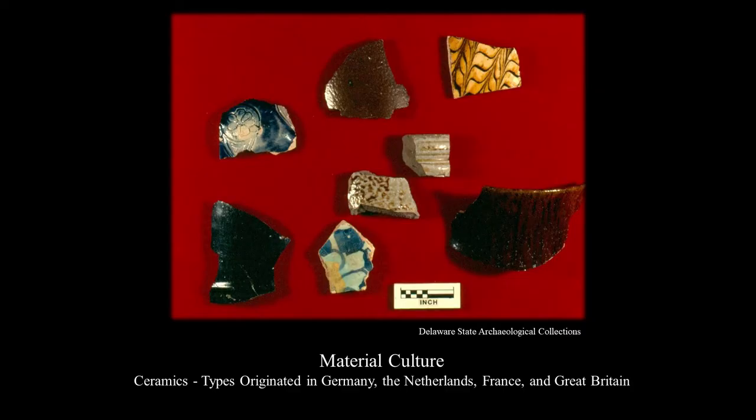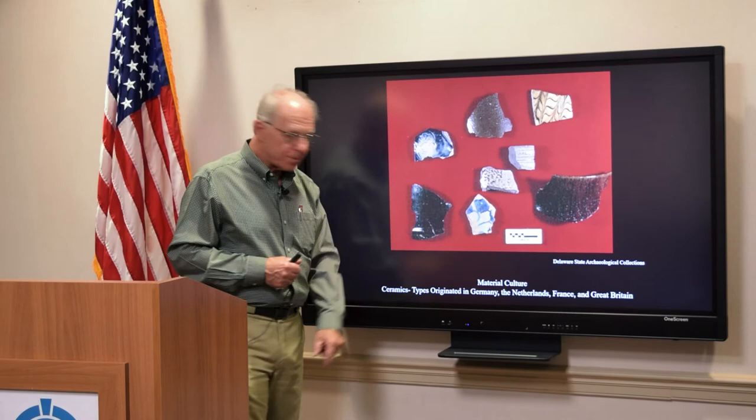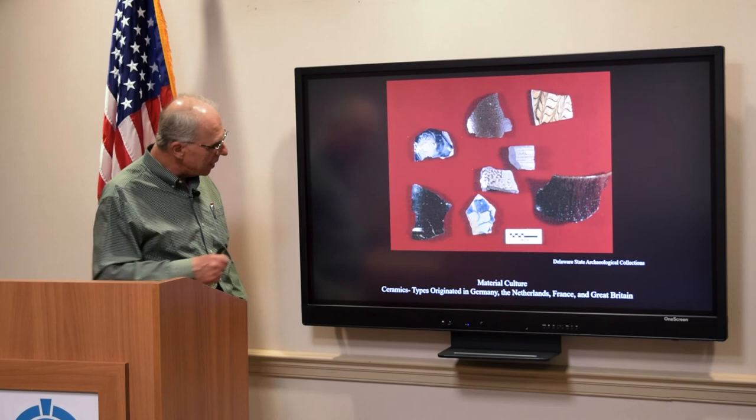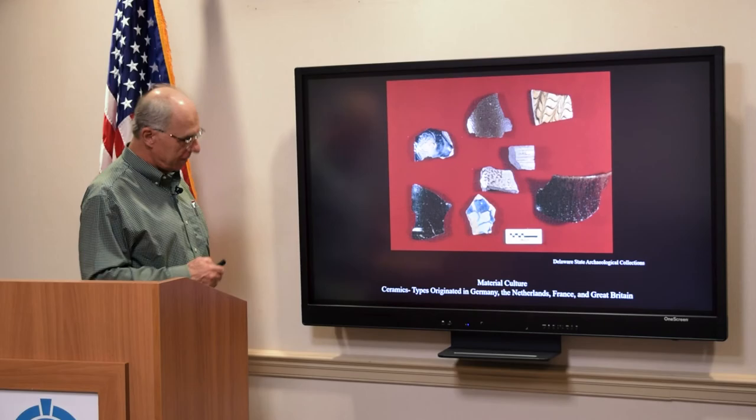What about their material culture? What are they bringing with them? How are they living out their daily life? Ceramics is one of the most permanent indicators that we have of material life. These ceramics represent the connections with Germany, the Netherlands, France, and Great Britain. These are stonewares and earthenwares that represent a variety of ceramic forms that was used for preparing food, storing food, and consuming it. For example, this is a piece of a cup. Here's a storage bottle out of stoneware. Here's a German stoneware drinking vessel, perhaps. Here's a part of a tin-glazed plate. So this is the kind of ceramic range that Delaware planters would take advantage of and would use in their daily life.